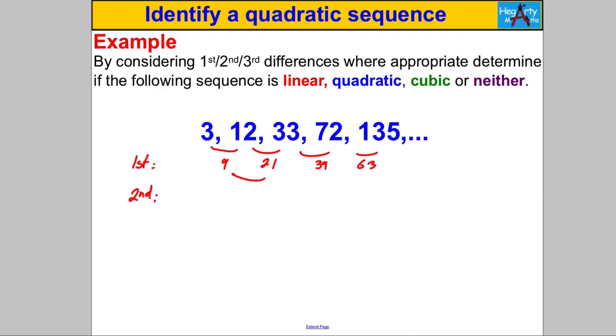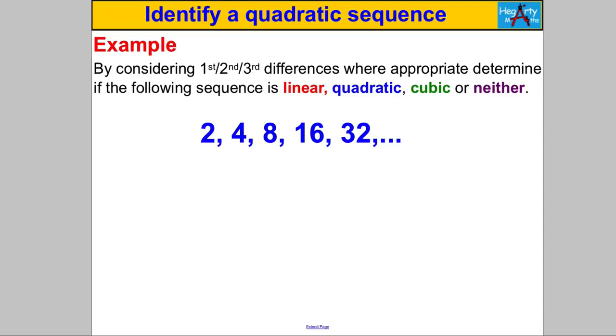21 subtract 9 is 12. 39 subtract 21 is 18. And 63 subtract 39 is 24. Second difference not common. It's certainly not a quadratic. Let's go for that third difference and see if we get any more luck. Well, that's 6 and that's 6. So the third difference is common. Therefore, we can state it is a cubic sequence. Okay. Last one. Pause the video. Have a go.